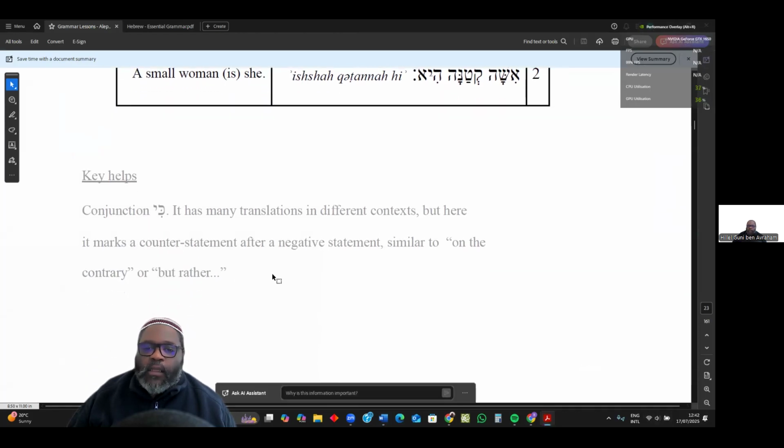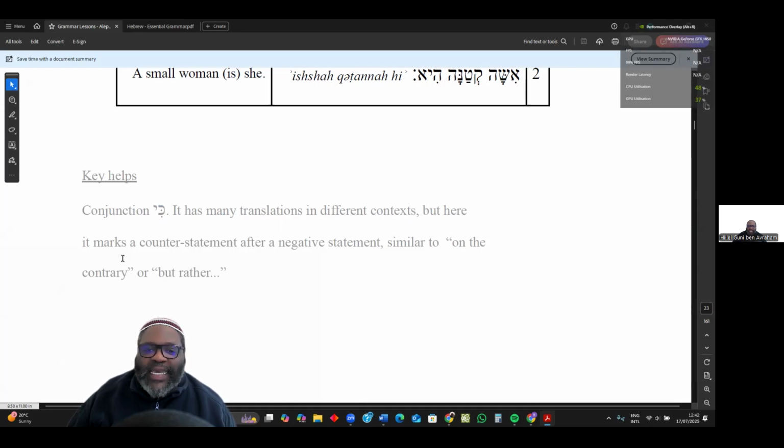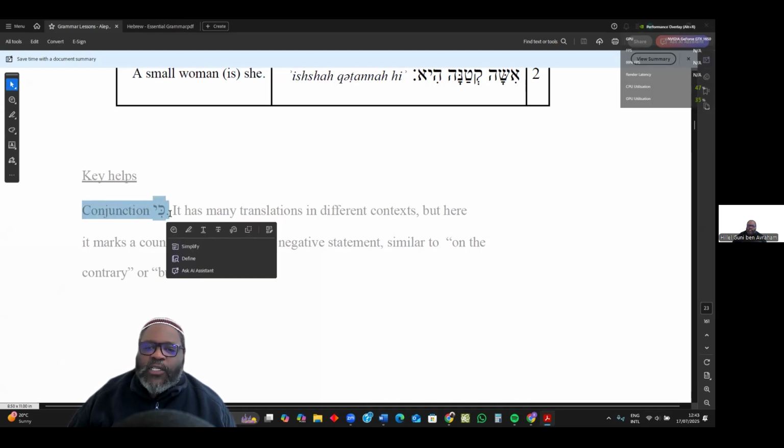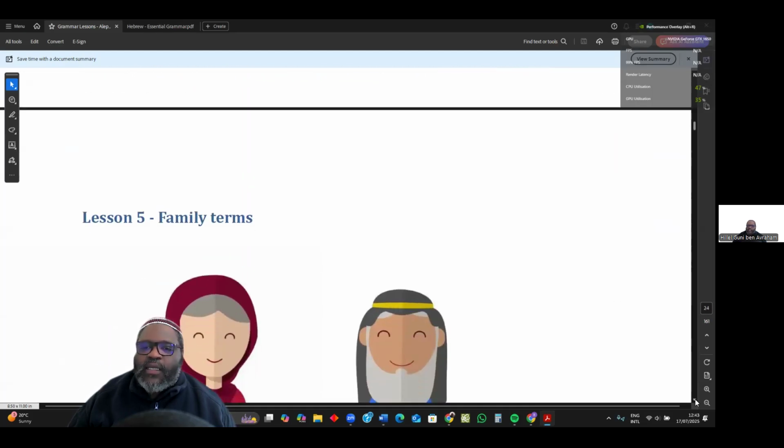All right, so they left some notes for us to help us. They say key helps. The conjunction key, which means for or if or therefore, has many translations in different contexts. Yes, we know. But here it marks a counter statement after a negative statement. Okay, so it is a contradiction then. Not a conjunction, but a contradiction: on the contrary, or but rather, or instead. So instead of a conjunction, we're going to call it a contradiction. Just remember in your words, it contradicts the negative. Key contradicts the negative.